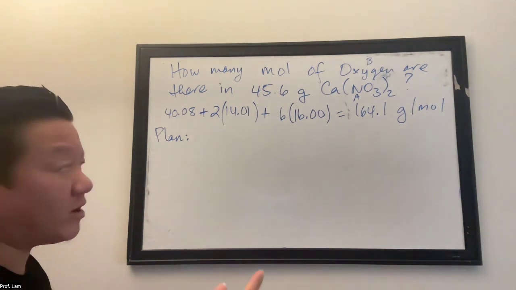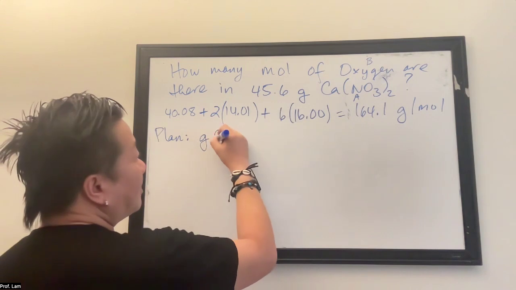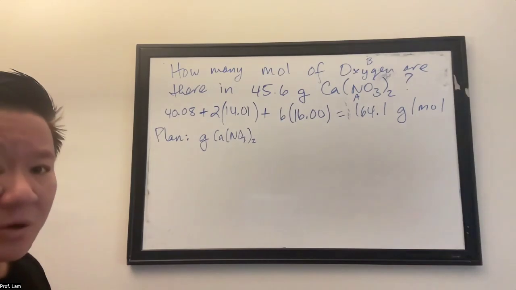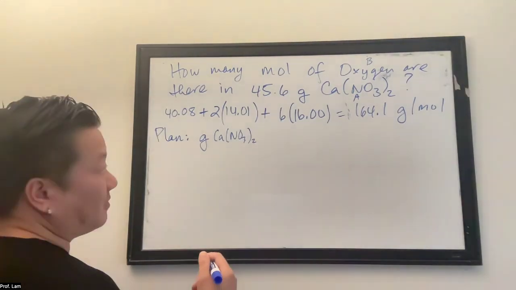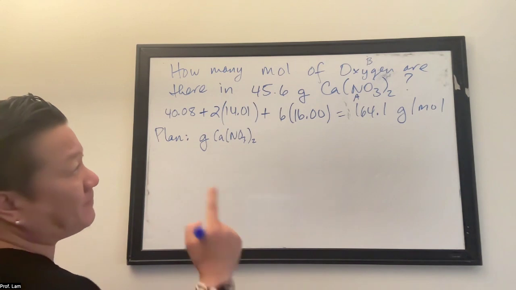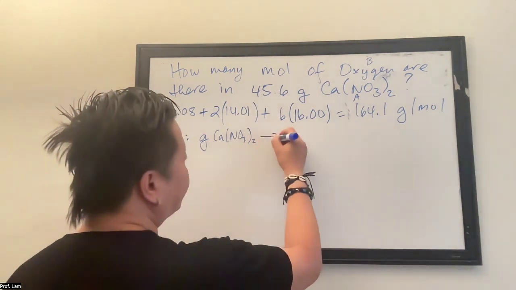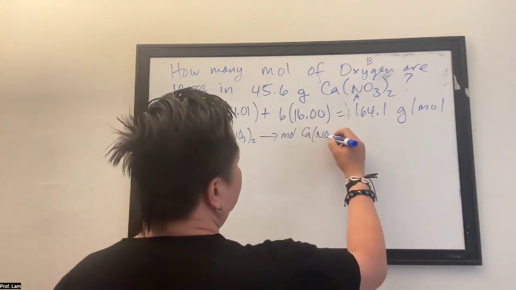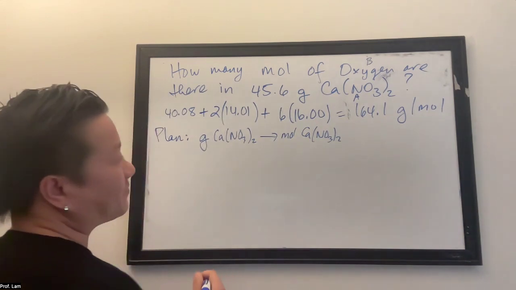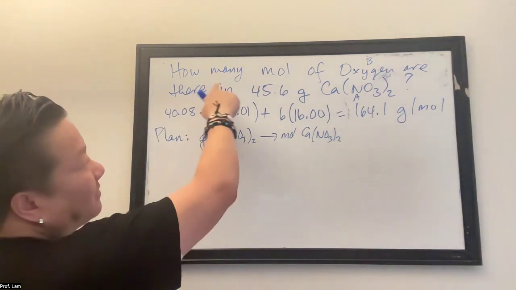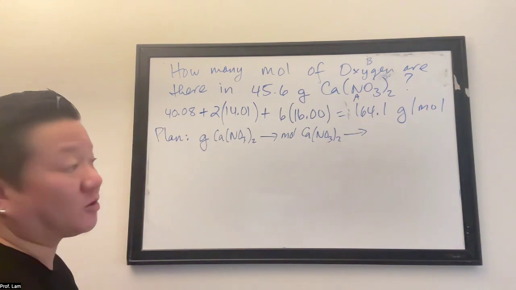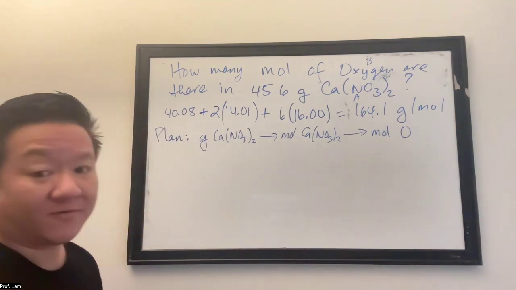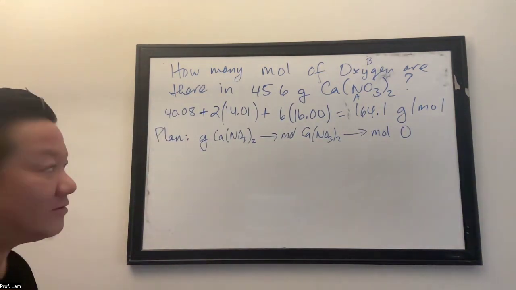So from the roadmap, where do we start? We start with grams of calcium nitrate. The only path from grams is to moles. You look on the roadmap, so the next stop is moles of calcium nitrate. And then finally, we can use the mole-to-mole ratio to get from moles of calcium nitrate to moles of oxygen. So we've got a game plan.